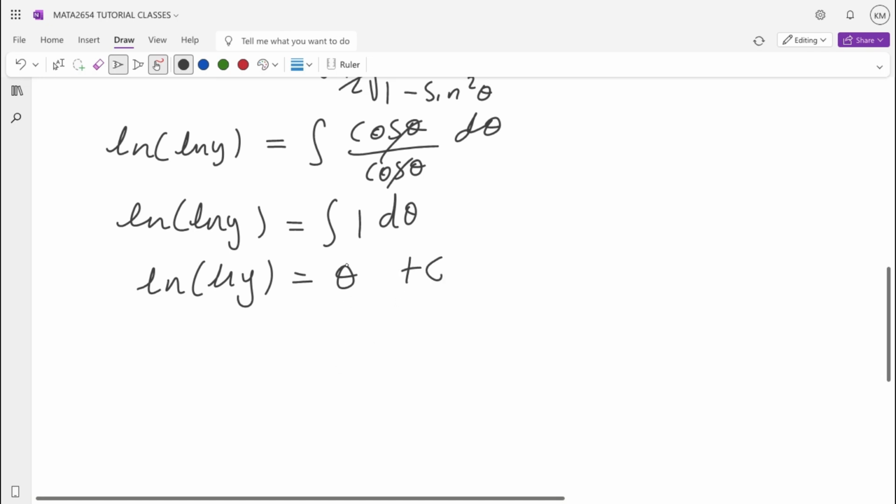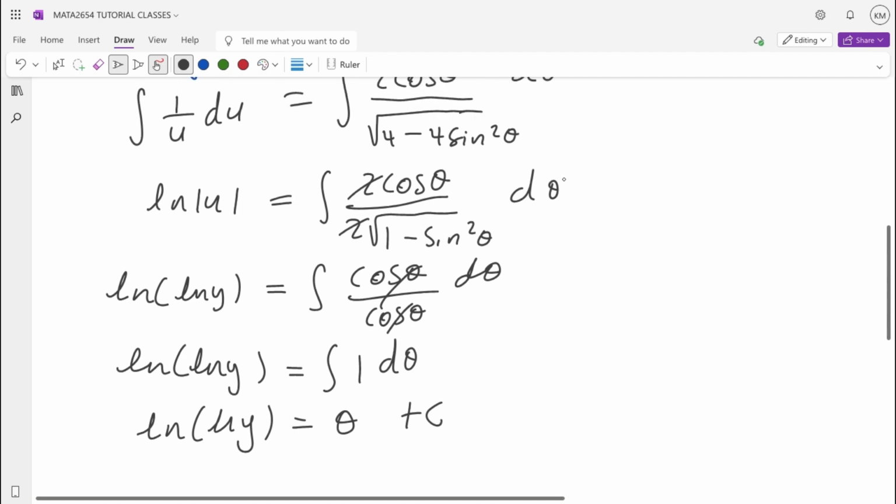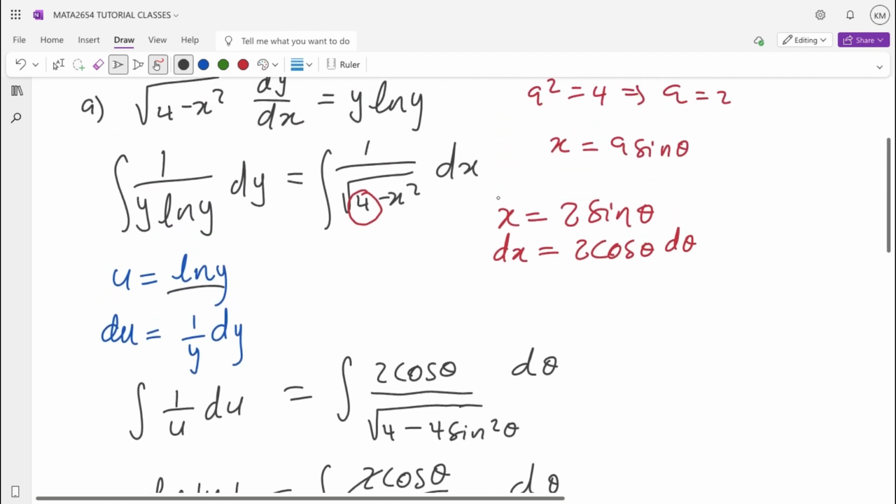Okay. Now, our initial problem that was given was in terms of x, not theta, right? So let's bring back what theta is in terms of x. Remember the substitution that we made? We said that x is 2 sine theta. I think we can find the relationship between x and theta from this one.